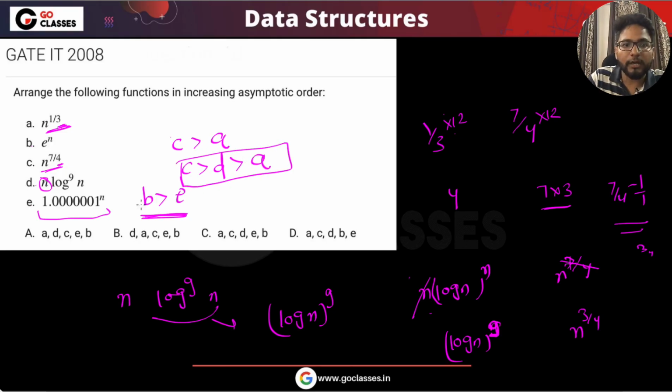This is the order. And here B is greater than E. Then you will say B, C, D, A is the order, right? In increasing order, it is A, D, C, E, B. So A is the correct answer, right? I hope you got it.